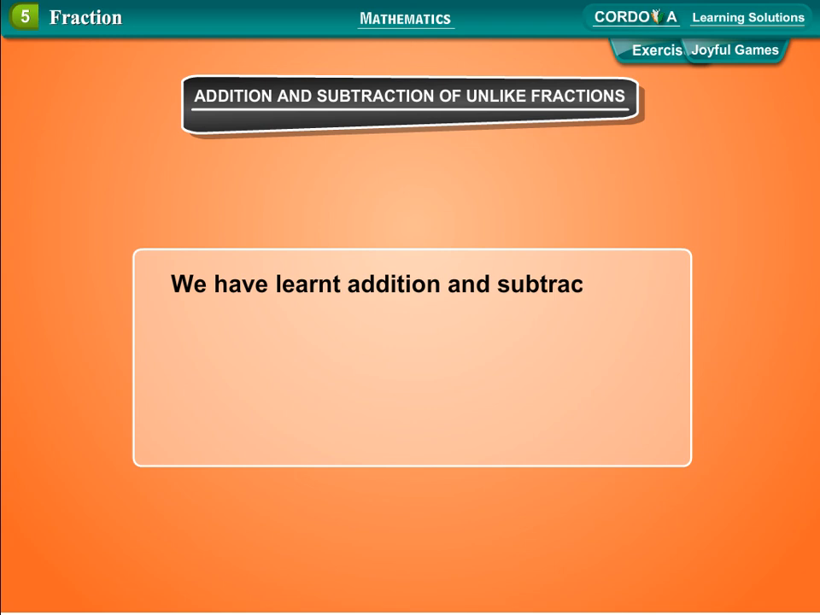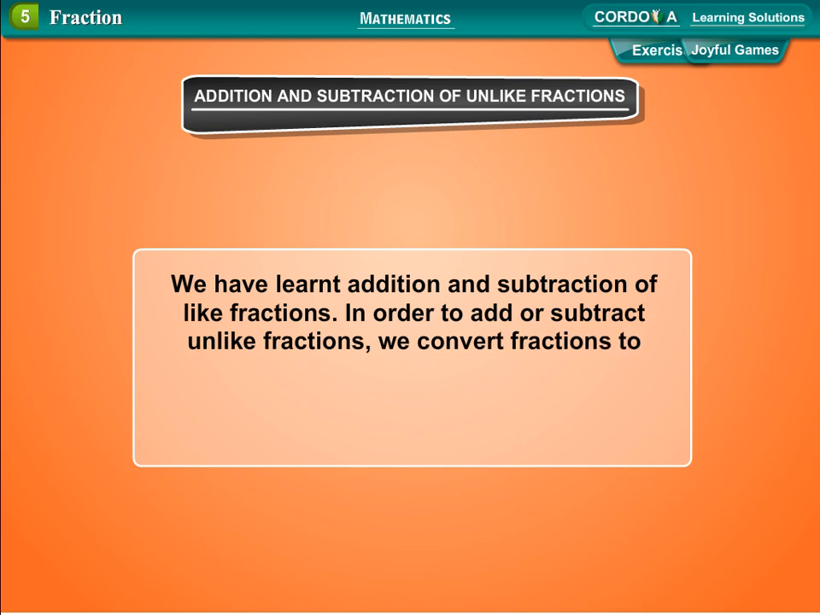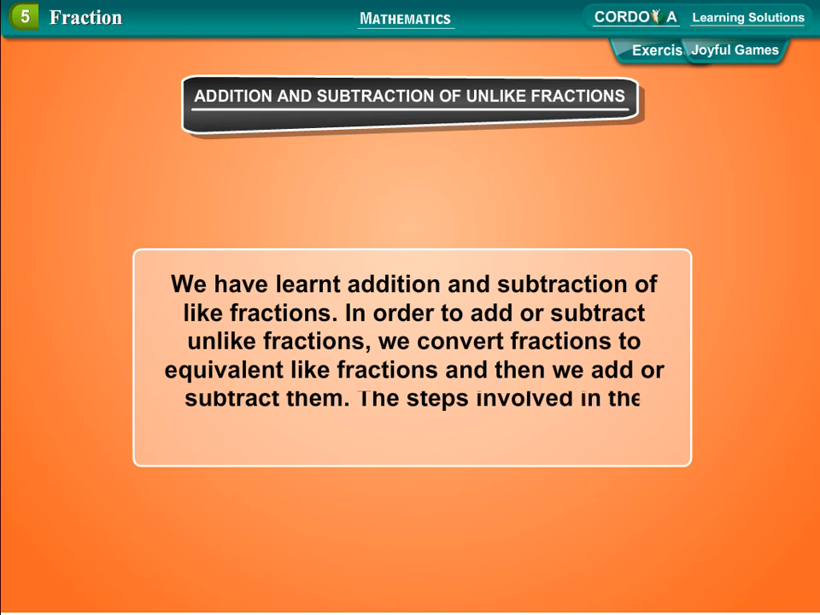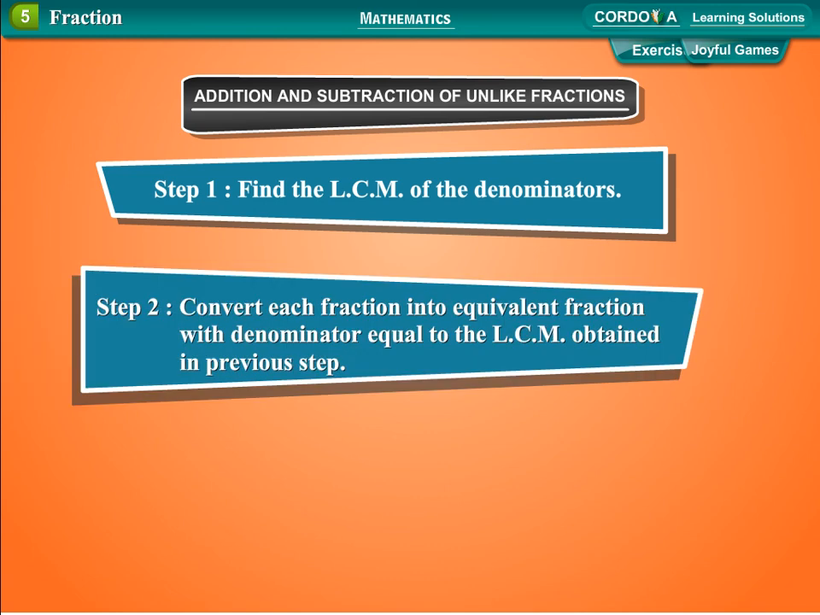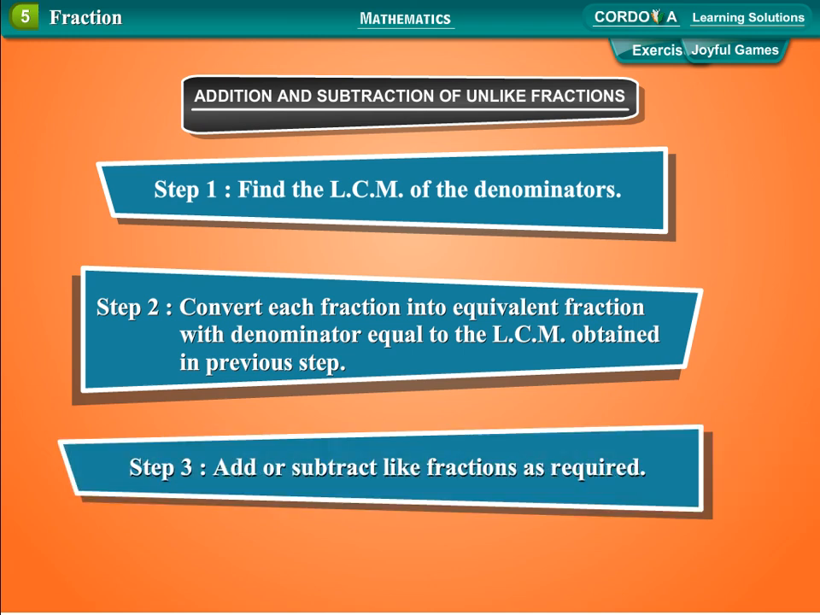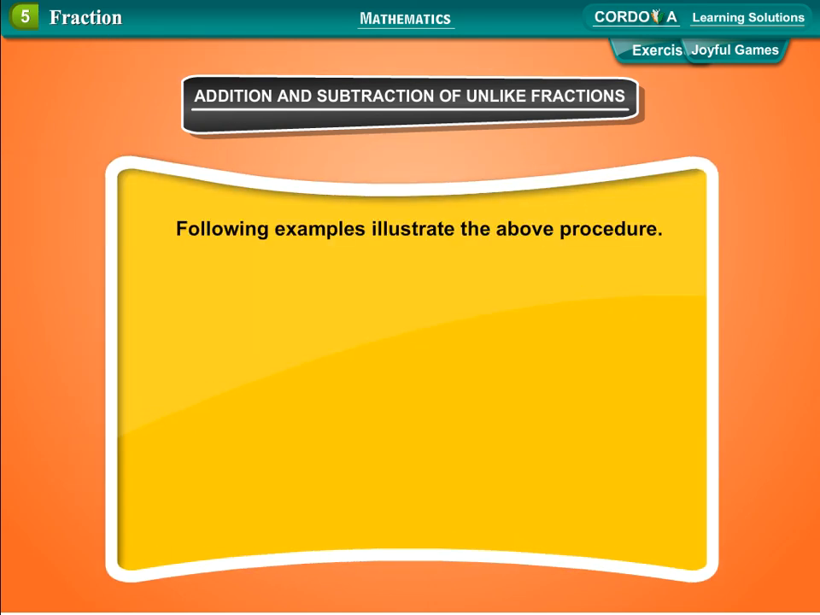We have learnt addition and subtraction of like fractions. In order to add or subtract unlike fractions, we convert the fractions to equivalent like fractions and then we add or subtract them. The steps involved in the process are as follows. Step 1. Find the LCM of the denominators. Step 2. Convert each fraction into an equivalent fraction with denominator equal to the LCM obtained in the previous step. Step 3. Add or subtract like fractions as required. The following examples illustrate the above procedure.